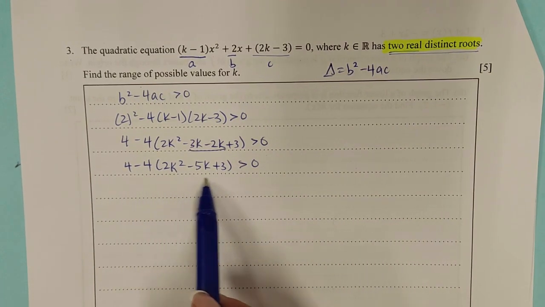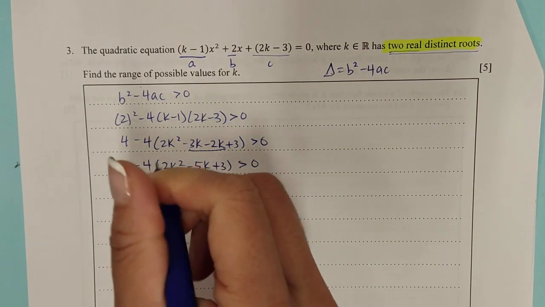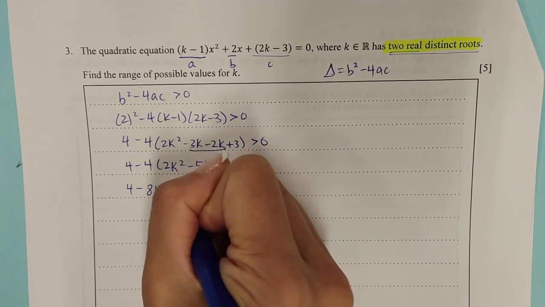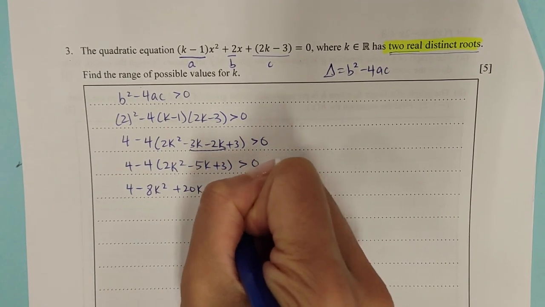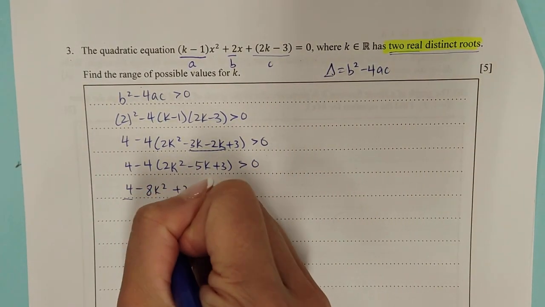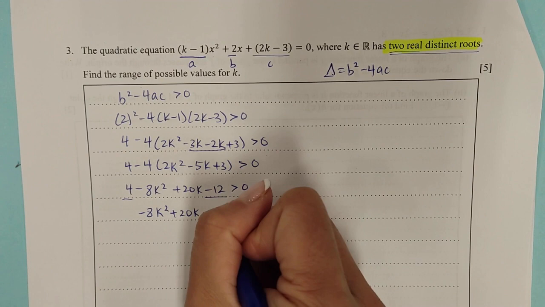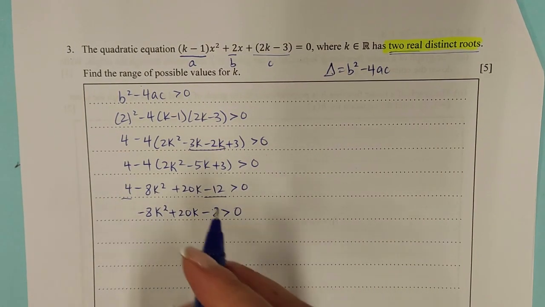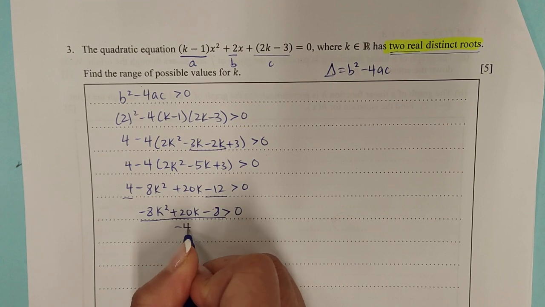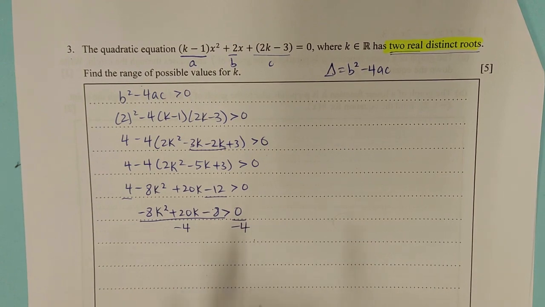Let's continue to expand this expression and use the distributive property. So I'm going to have minus 8k squared plus 20k minus 12 is greater than 0. Again, we can combine these like terms together, giving us minus 8k squared plus 20k minus 8. Now notice that each of these terms is divisible by minus 4. So we can simplify our expression by dividing both sides by minus 4. When I do that, I need to flip the inequality symbol. So instead of being greater than 0, this expression now will be less than 0.